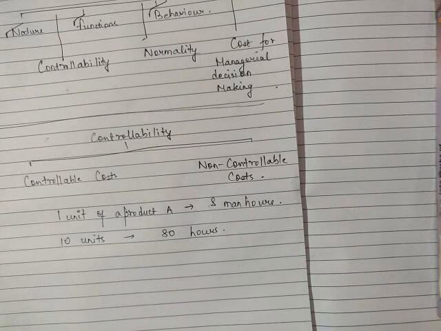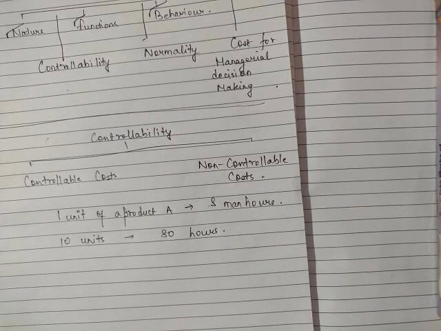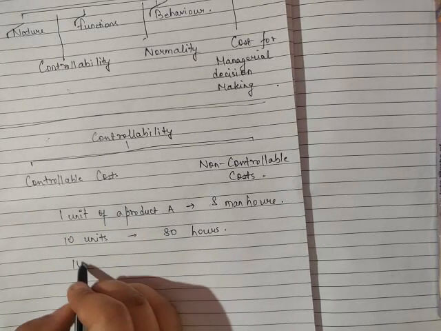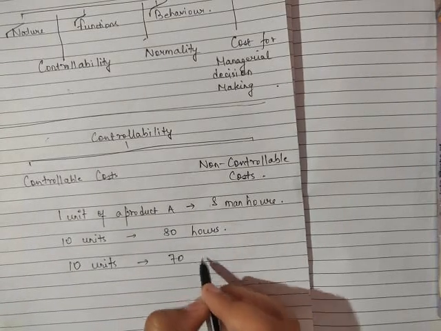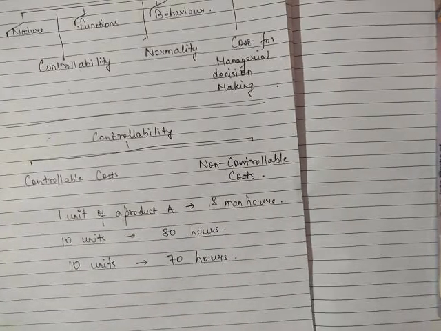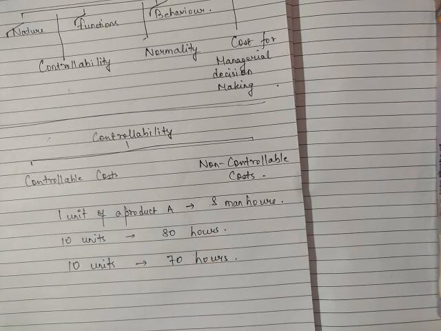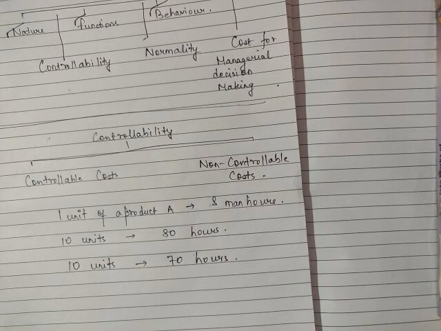Now the employees can be motivated to increase the efficiency such that 10 units can be completed in say only 70 hours. With experience and proper motivation, incentives, etc., employees do tend to reduce the number of man hours required for the production of any product. So, management can control this kind of a cost by way of proper incentives and motivation to its employees.